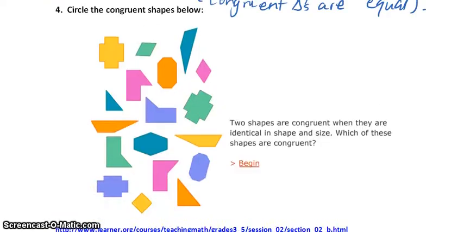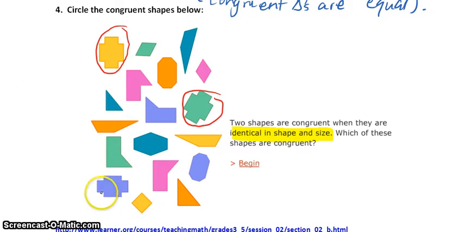Okay. Question 4, circle the congruent shapes below. Okay, here's something to help you. Two shapes are congruent where they are identical in shape and size. Which of these are congruent? Well, if I look at these, I can see that this one here and this one here is congruent, so I'm going to circle those.